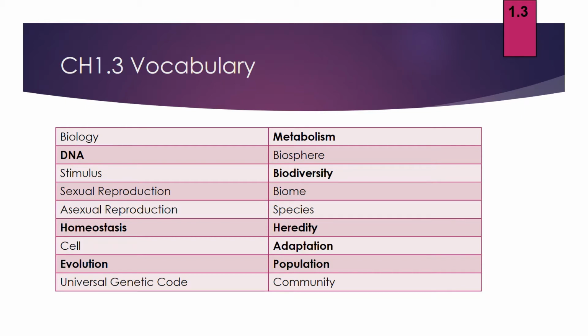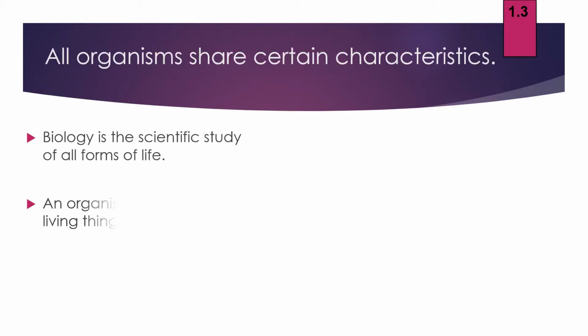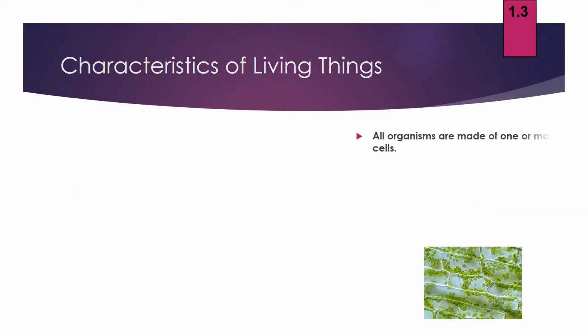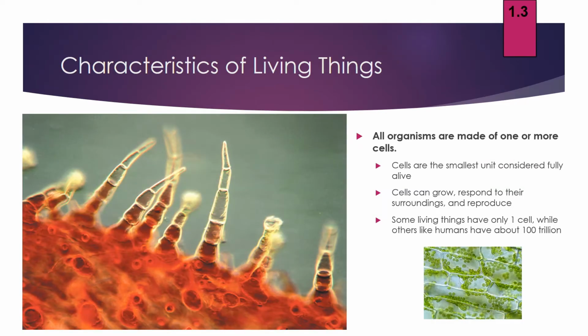Let's get started. So all organisms share certain characteristics. An organism is any individual living thing, and biology is the study of life, so it's really the study of organisms. The first characteristic of living things is that they're all made of one or more cells. The cell is the smallest unit that's considered fully alive. They can grow, respond to their surroundings, and reproduce.